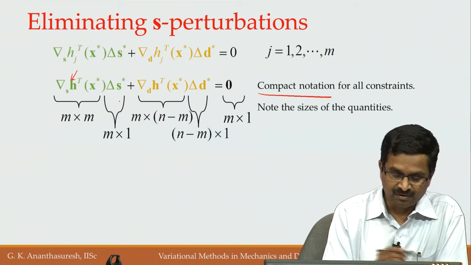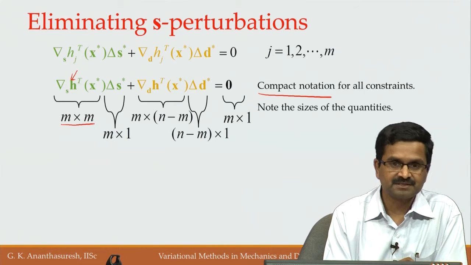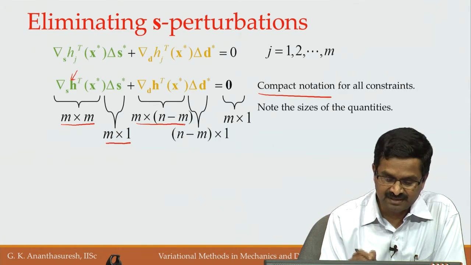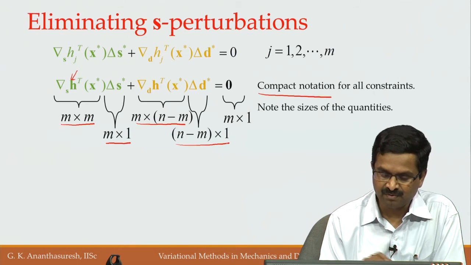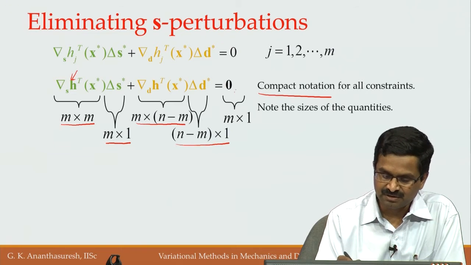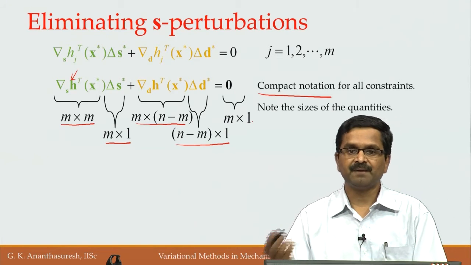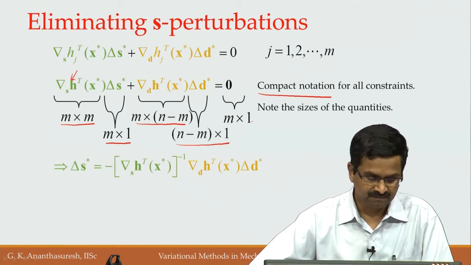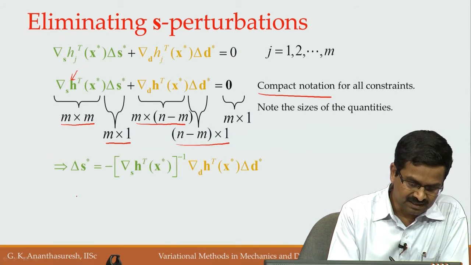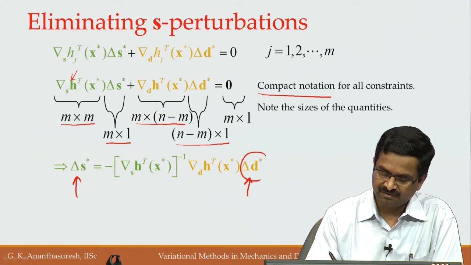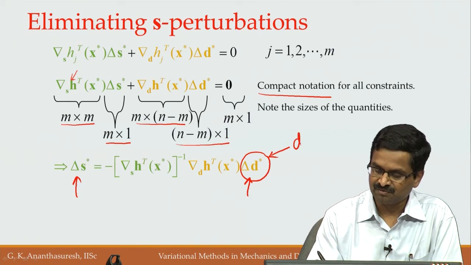When you do this, if you look at the sizes, this will be an m by m matrix and this is m by 1, and this is m by n minus m and this is n minus m by 1. Overall we will get m by 1, this is also m by 1, and this 0 vector will be m by 1, because we have m equality constraints. When we have this, then we can express this delta S star in terms of delta D star, because these are the ones that we can independently vary. This is what we called decision variables, the D's.